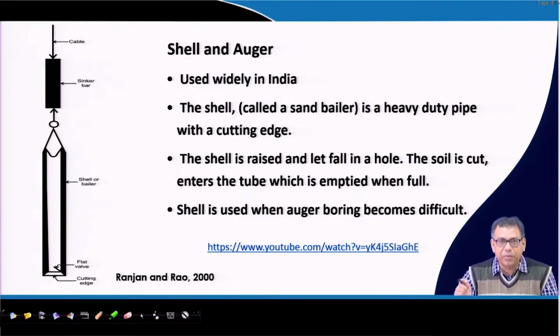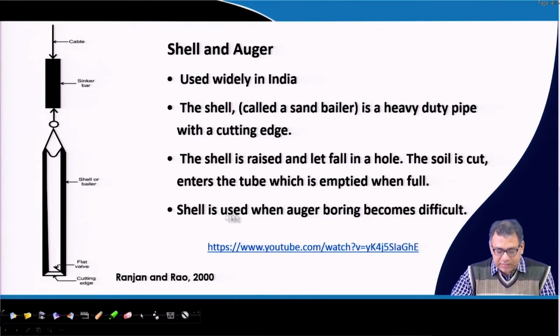That means, in a borehole these shells are allowed to fall from a certain height and then soil is cut, because the cutting edge is there, and the soil enters into the shell. There is a one way valve, so it will allow the soil to enter into the shell, but it will not allow the soil to come out when it is removed from the soil. When the shell is filled with soil, we can remove it and collect the soil samples.